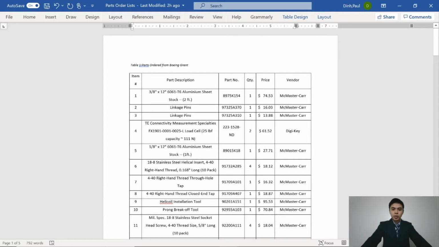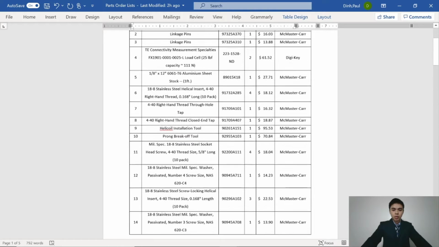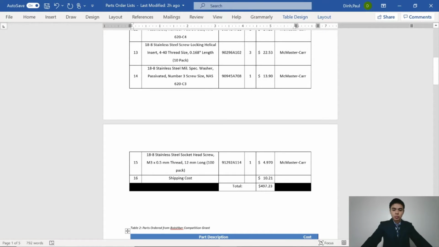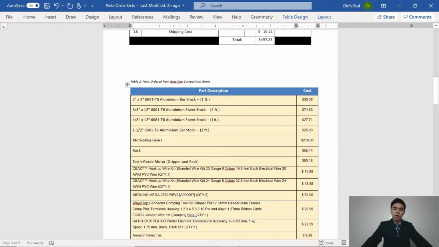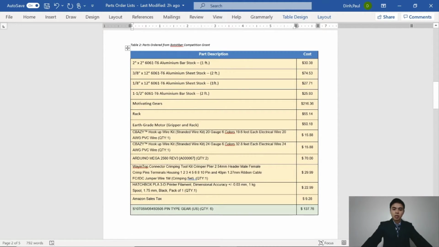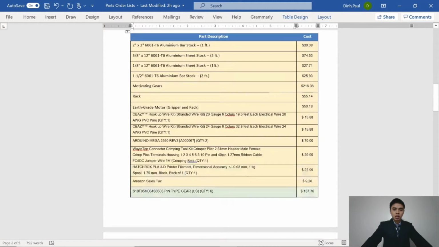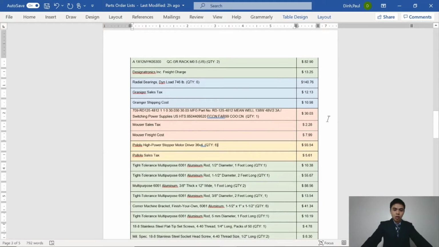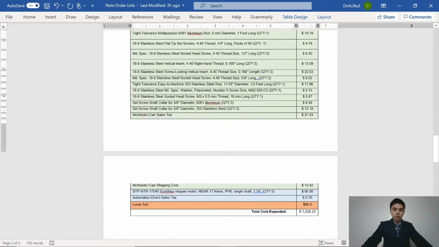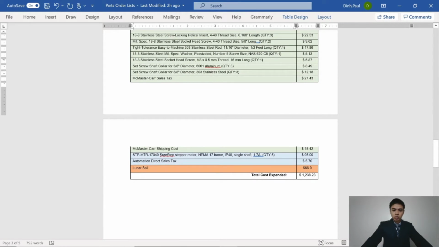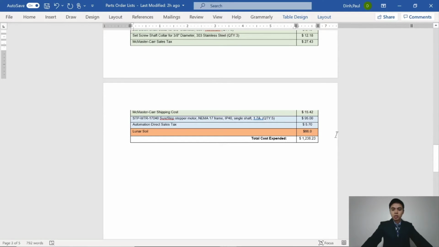This is the first order from Boeing crane. We ordered some aluminum plates, low cell, thread inserts, washers, and some screws. We spent $497 out of $500 in this order. And this is the second order from Botstiber competition crane. We ordered some more different style of aluminum bars, aluminum plates, gears, rack, and bearings. We also ordered the power supply, the control panel, some more fasteners, and we ordered stepper motors and lunar soil. Totally, in the second order, we spent $1,238 out of $2,000.